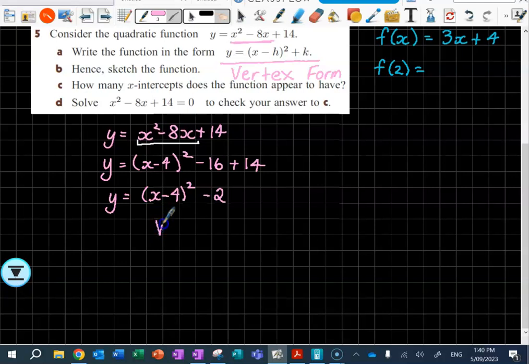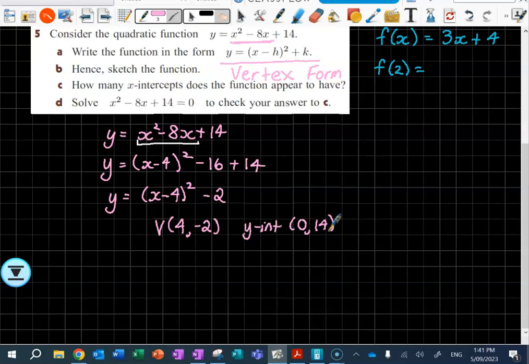Well done, yep. So 4, -2, remember reverse the sign, keep the sign. From just looking at the equation up here, I also have another piece of information that I can just plop right there. What is it? The y-intercept. The y-intercept occurs when x is 0, so my y-intercept is 0, 14. Do I know anything else?